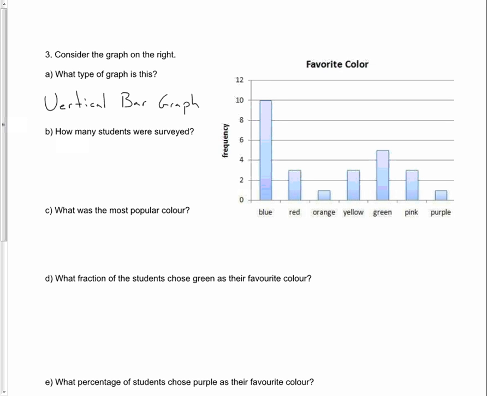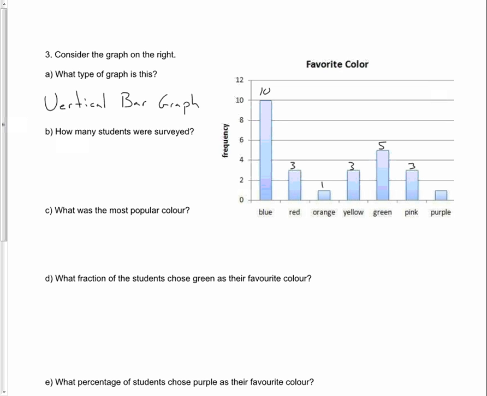Now, not only is it a vertical bar graph, but the graph itself will give us lots of information. So if we look at question 3b here, it says how many students were surveyed. Well, if we want to figure out the total number of students that were asked what their favorite color was, we have to determine how many people answered each individual color. So if I look at blue, there are 10 students who said they like blue. If I look at red, it's between 2 and 4, so it's going to be 3 students liked red. Orange, only 1 student liked orange. Yellow, again, 3. Green, 5 students liked green.